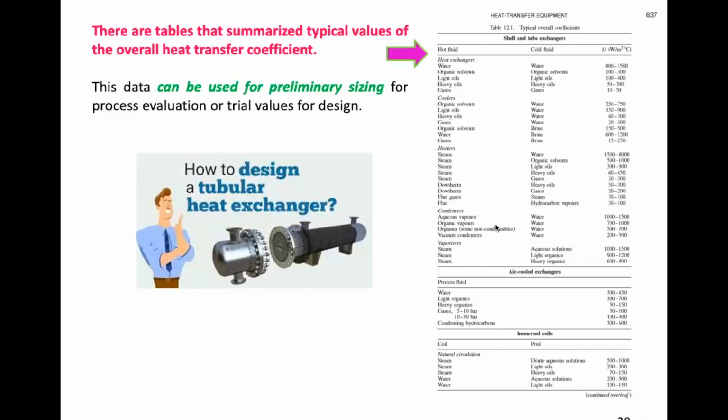So again, someone calculated for you the overall heat transfer coefficient ranges, because as you can see, there are ranges, right? For example, heat exchangers, hot fluid water, cold fluid water, the range should be between 800 and 1500. So you have a range there to help you with preliminary sizing of heat exchangers for different services. And you know what the overall heat transfer coefficient is, right? There's no trouble with that.